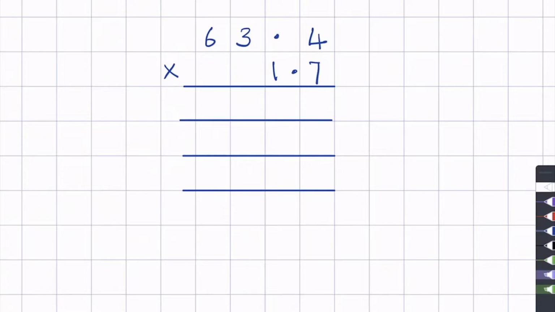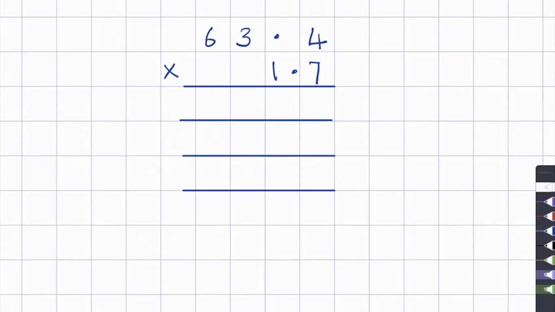So these can sometimes feel a little bit challenging, but they're incredibly simple to do as long as we know the method. So the first thing I'm going to do is I'm going to absolutely ignore the decimal points. So I'm going to treat it as if it was 634 times 17.